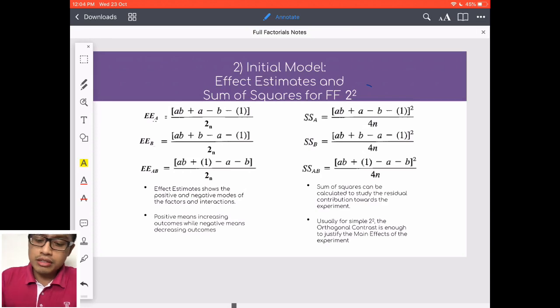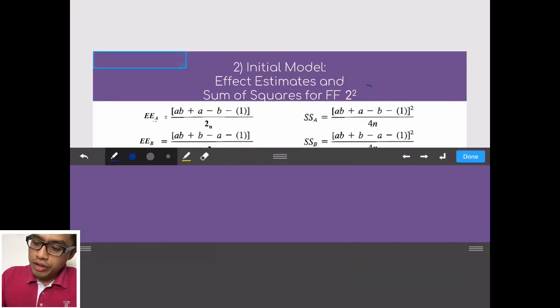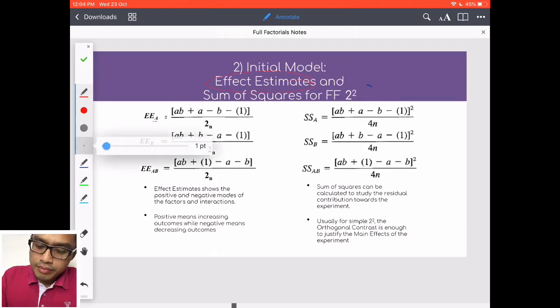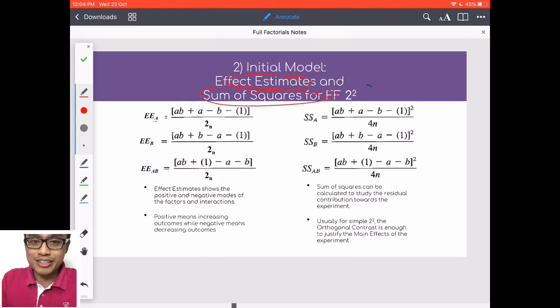you must have two things. You must have effect estimates and sum of squares, just like ANOVA, right? So effect estimates for 2 to the power of 2, that means you have factor A and factor B. That means you must have effect estimate for A, effect estimate for B, and the interaction.